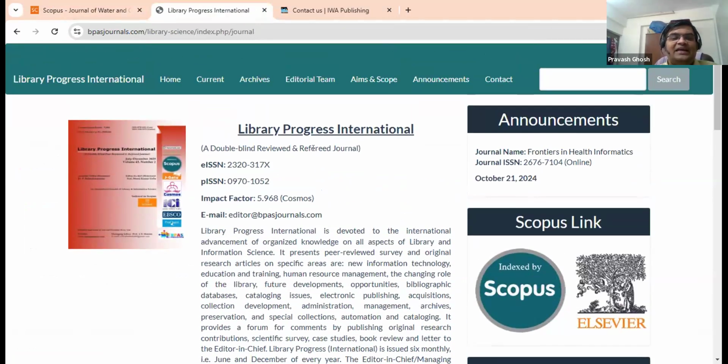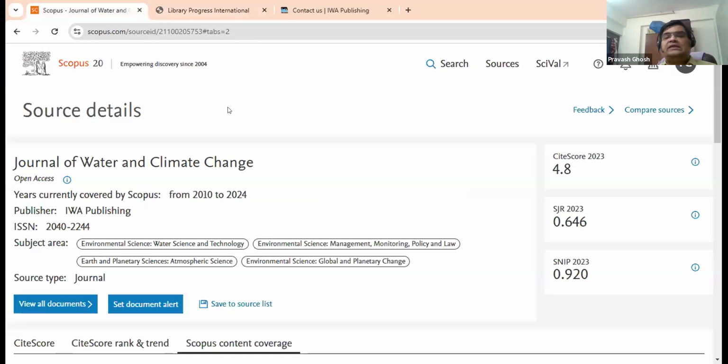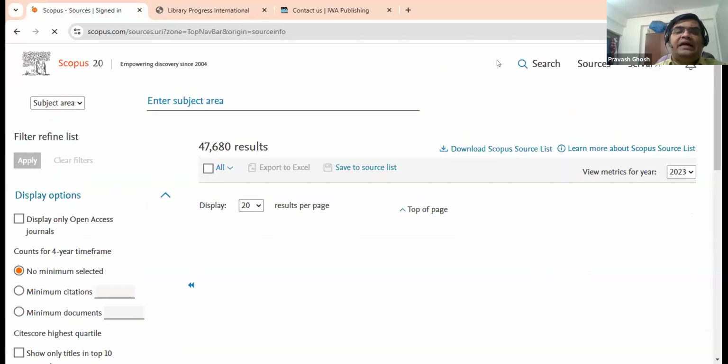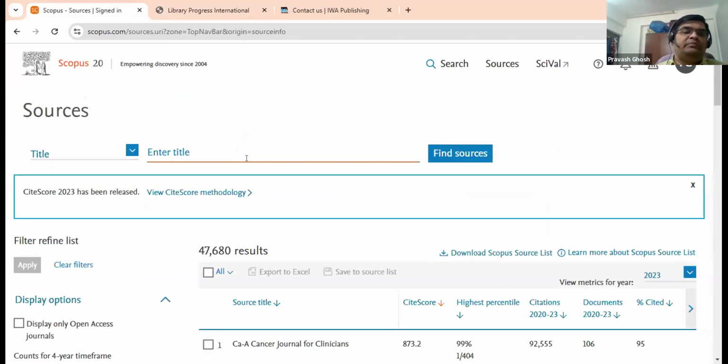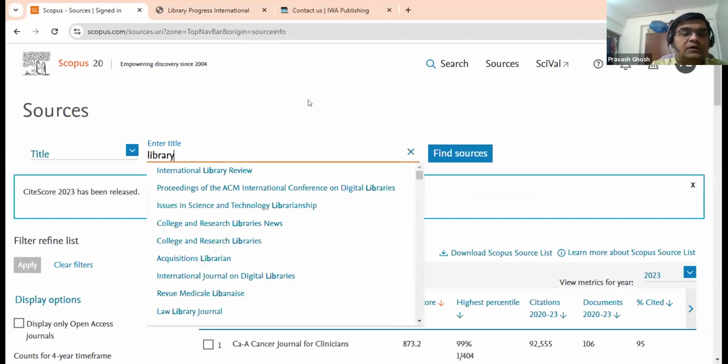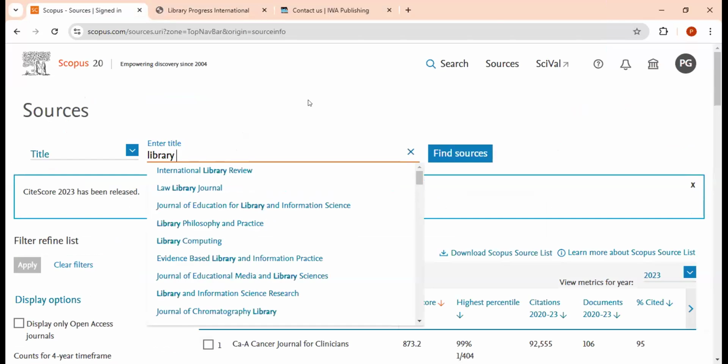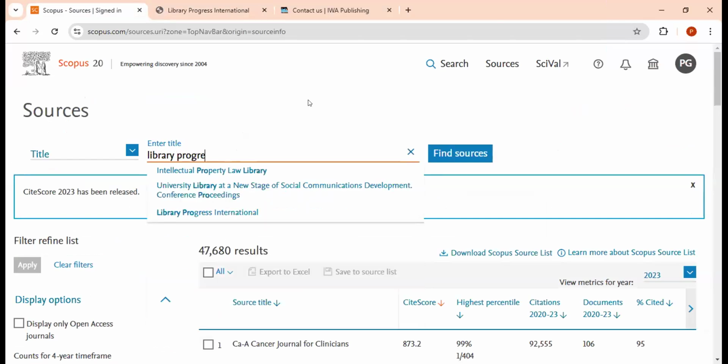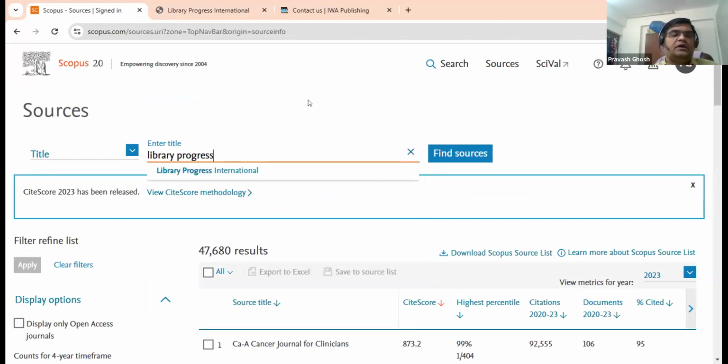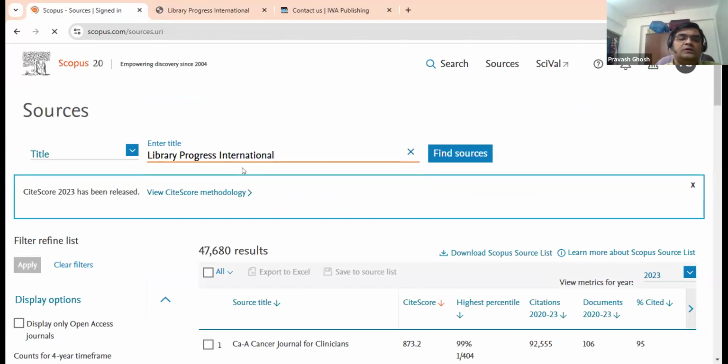Very interesting. Library Progress International. Let us go directly to Scopus. Yes, they will give you a Scopus symbol, but don't believe that. Go to Scopus and check. Even write to them, email. I have shown you how to email also. Library Progress International. It has come up.